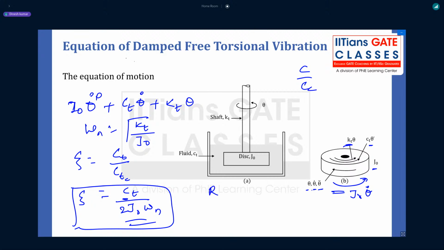Okay. For rotational vibration also, guys, your zeta will be C rotational upon C rotational critical. Okay, so that's about torsional and rotational vibration, equation of motion, and then natural frequency and damping ratio part.